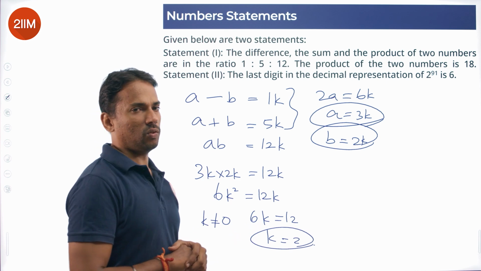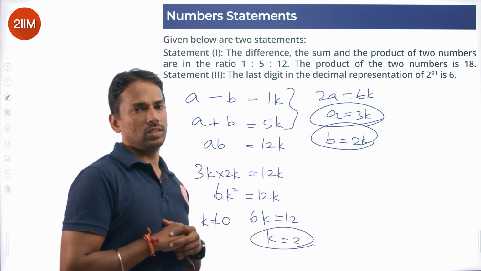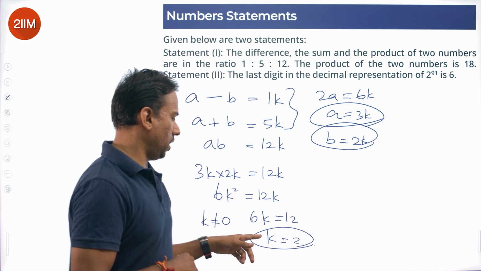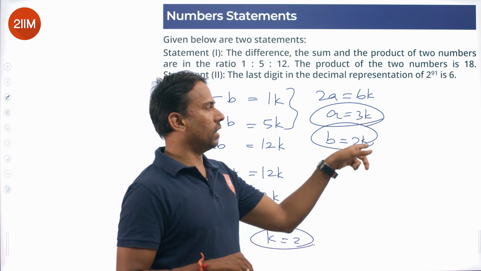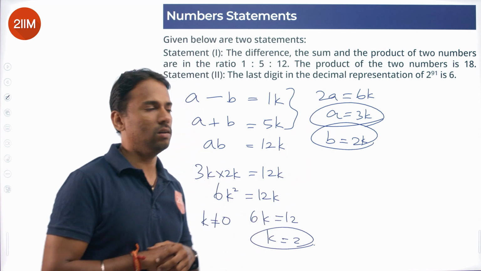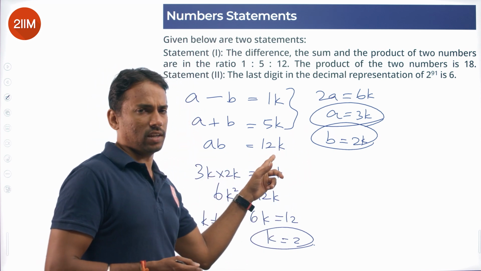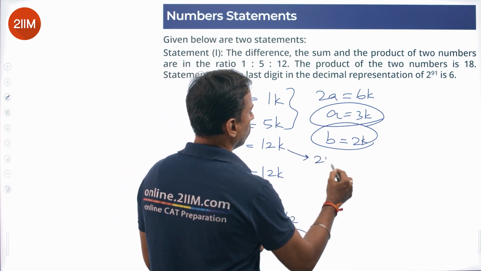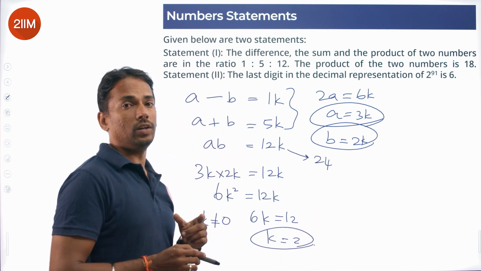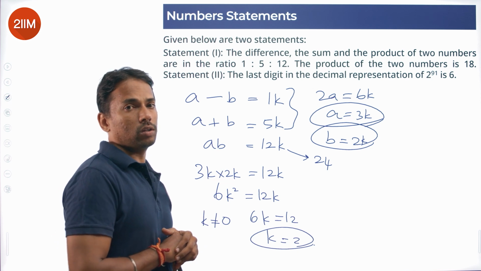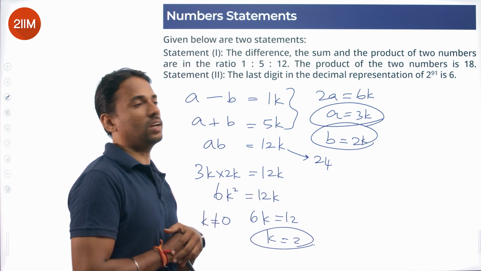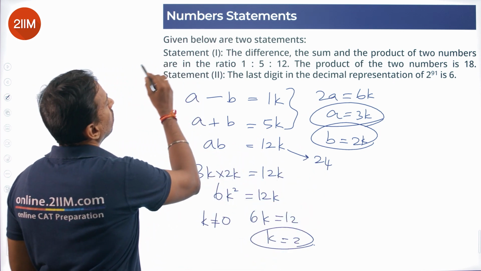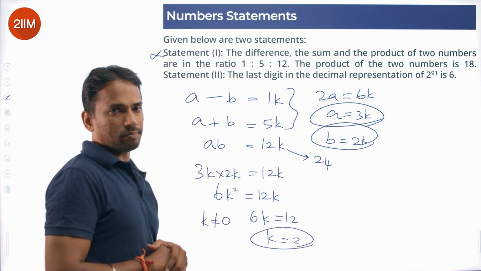Now once we are getting the value of k, we'll verify the statement. It says the product of the two numbers is 18. How do we get the product? Either put k equal to 2 here and get the value of AB, or make it simple. AB is already 12k. 12k means 12 2s are, it's 24. So the product of the two numbers is 24. But what is given there is product is 18. That means statement 1 is not correct. It's wrong.